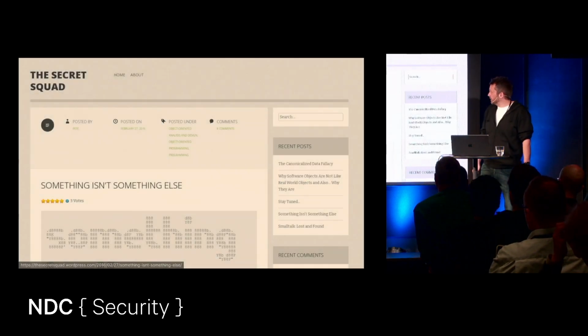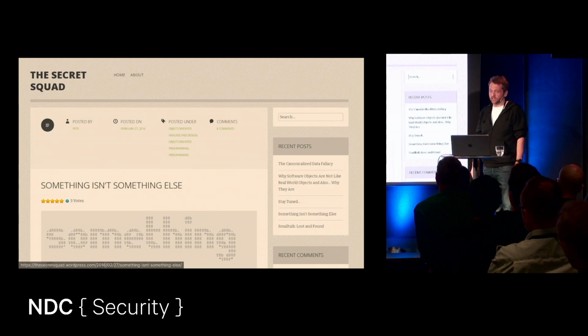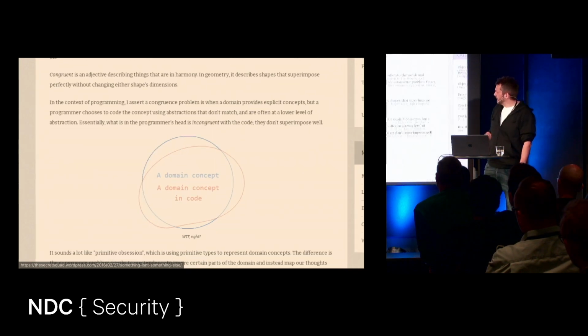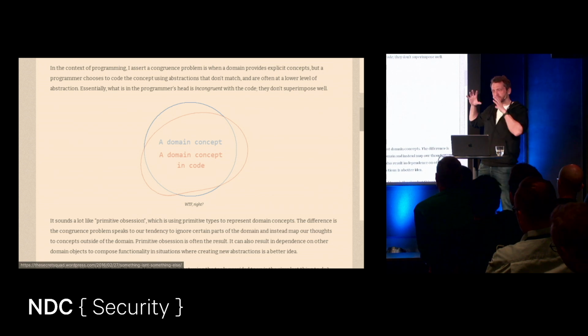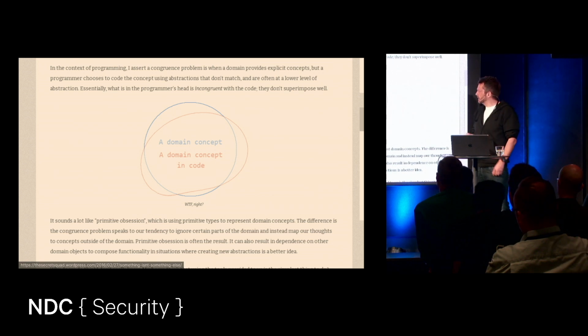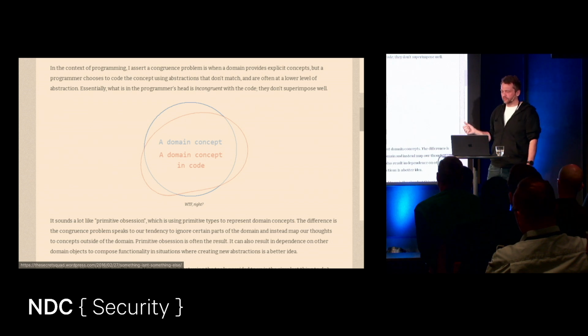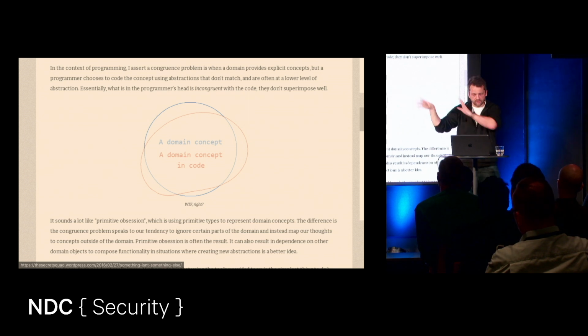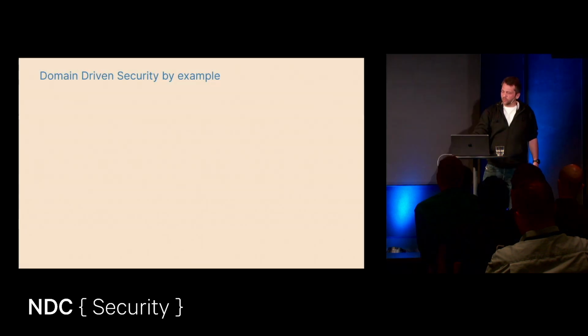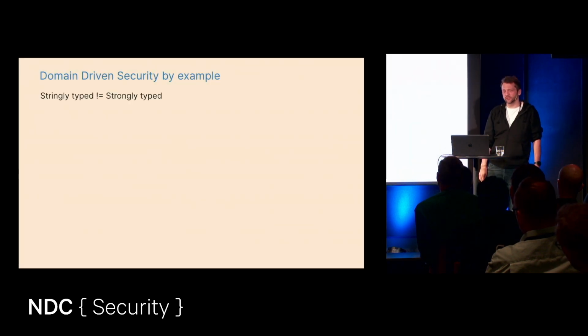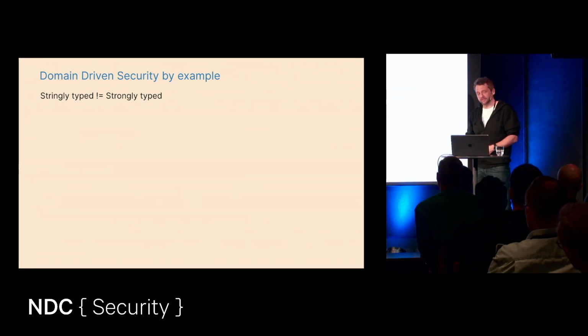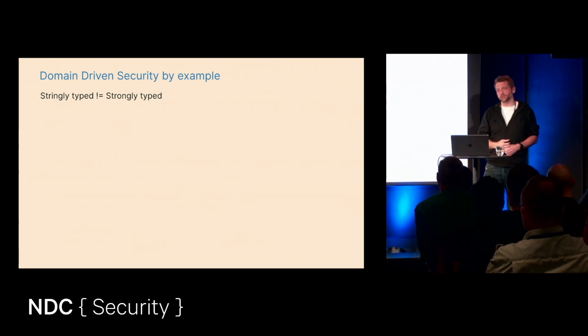I don't know. I found another blog post called Something Isn't Something Else. And I really like this picture. So we have this idea of something, the main concept. And then we try to transfer that concept into code, and it doesn't really match because we're taking a lot of shortcuts. And it mentions primitive obsession down here. So we tend to just pick some primitive, some strings, and say okay, that works. But then we end up with something that's called stringly typed code. We don't really use the type system, we just use strings.